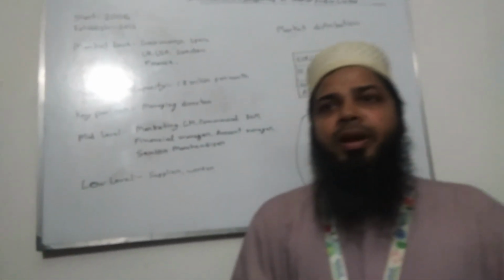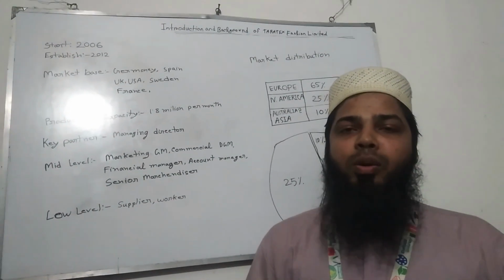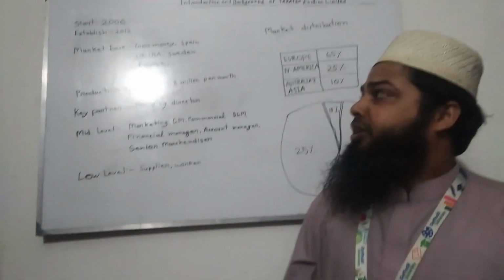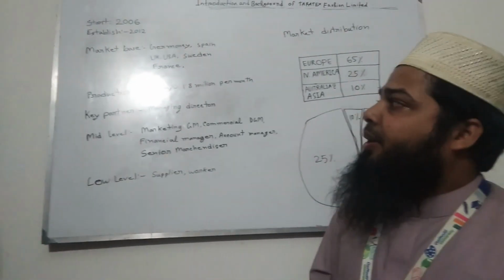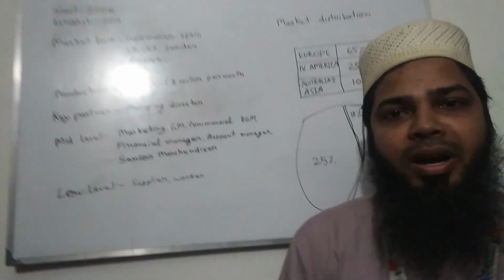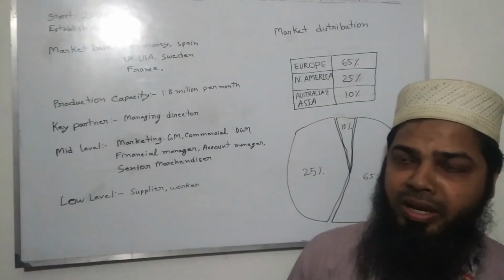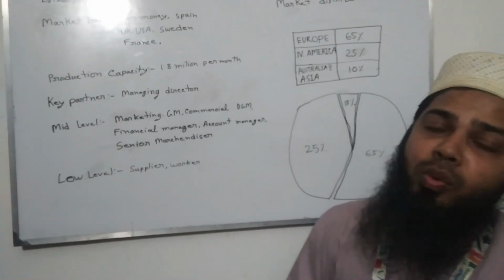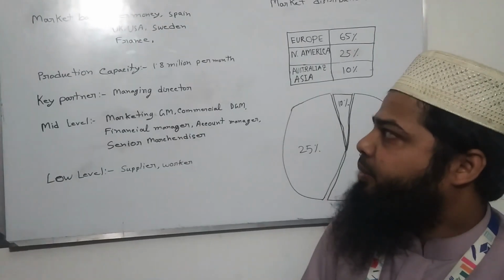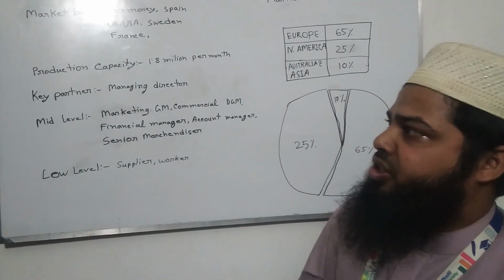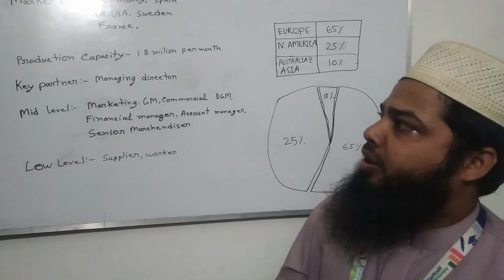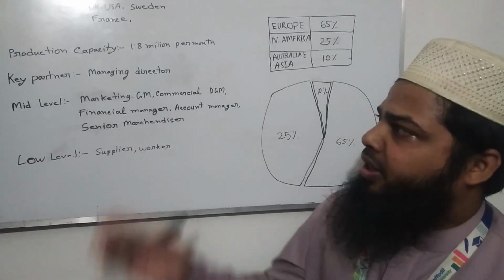All of the companies are global. They are not situated in our country, Bangladesh. Their production capability is a large number per month, 1.8 million per month. So the production section is a very important part. They depend on it to increase profit or decrease their company.